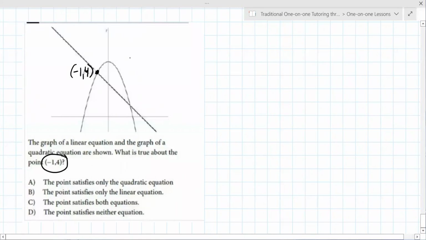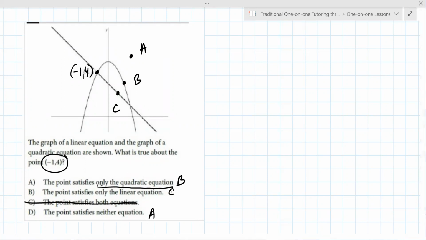I'm going to label some points here: A, B, C, and we already know that it's that right there. So the point that satisfies only the quadratic equation, is that A, B, or C? Only the quadratic. Let's look at letter A. Which of these three letters is only the quadratic equation? B. How about the one that only satisfies the linear equation? C. And obviously the other one would be A because it's neither. Good.